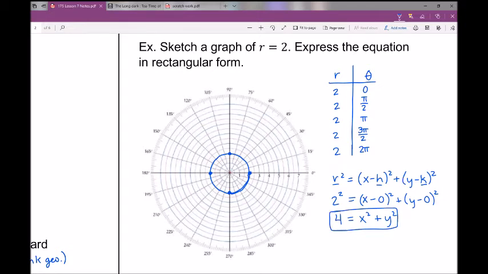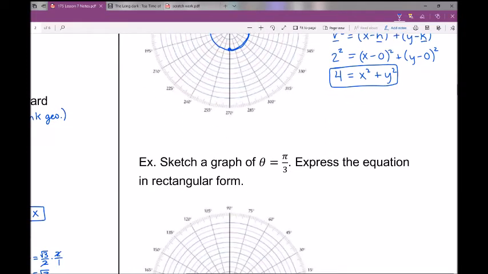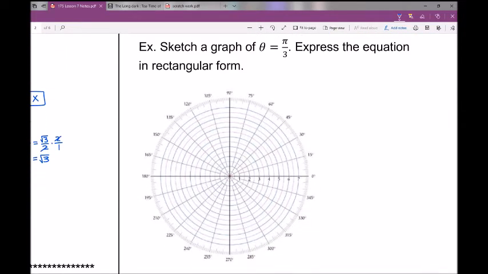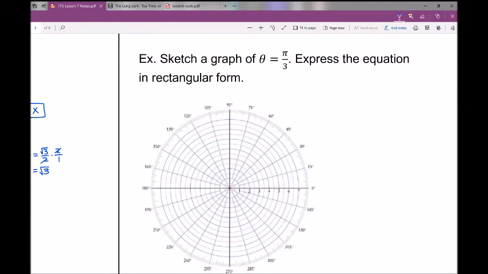All right, let's look at another example. I think we did this one too in the last video. So the next one, we want to sketch the graph of theta is equal to pi over 3. And again, we want to express the equation in rectangular form. So let's make our table of values. So we have r, we have theta.